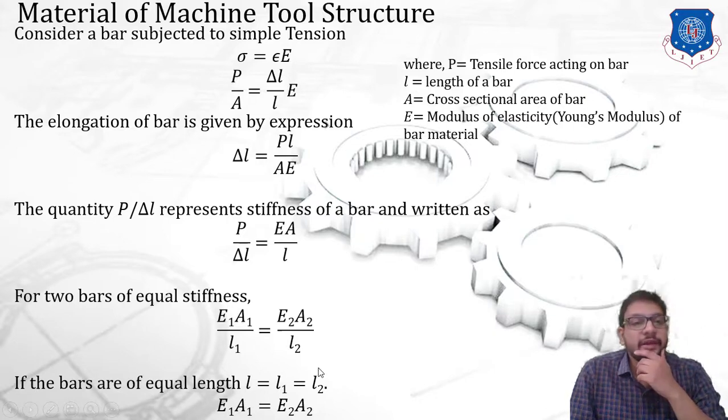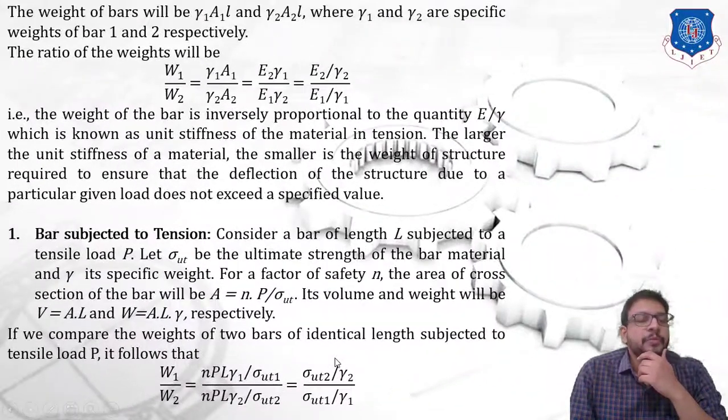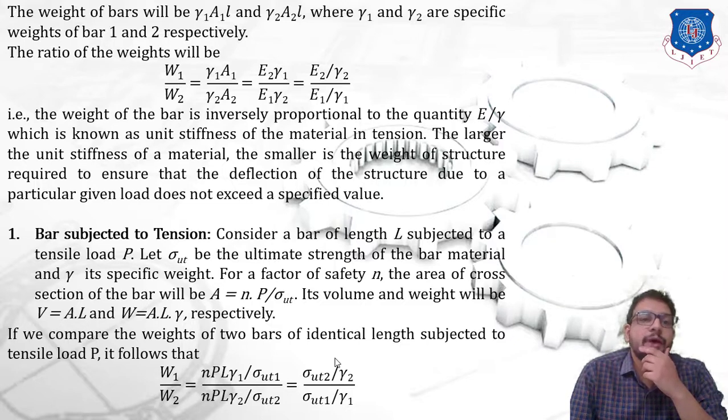Okay, so it is very clear and it is very easy to understand. Now let's proceed further. The weight of a bar will be gamma 1 A1 L and gamma 2 A2 L. Now over here there is a new term, gamma. So what is gamma? Gamma is the specific weight of a bar.